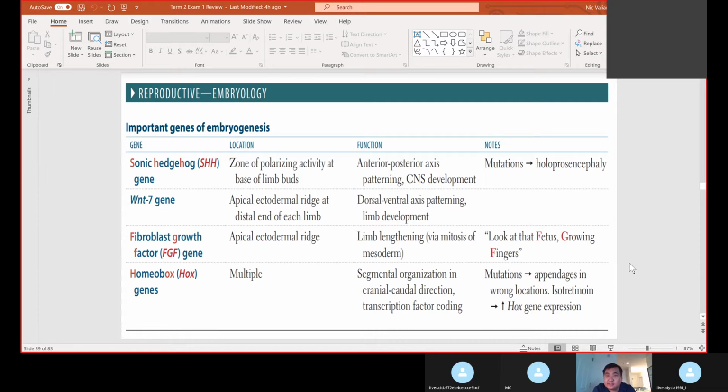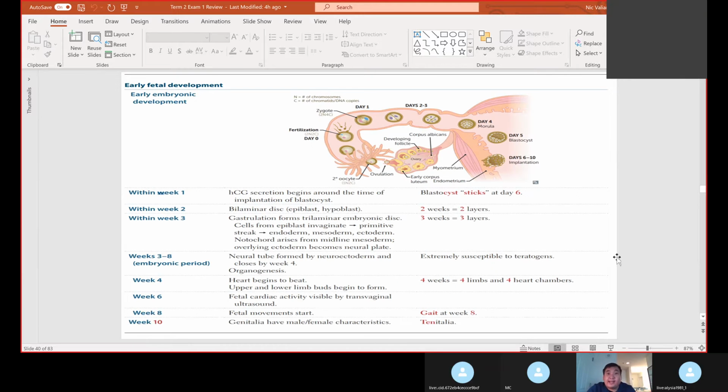What's the most important thing on this slide? Know the gene, know the function, know what happens if there's a deficiency in those genes. Again, high yield. All of us came from early fetal development. Yep, early embryonic development. So within week 1, what happens? You have HCG secretion begins around the time of the implantation of the blastocyst.